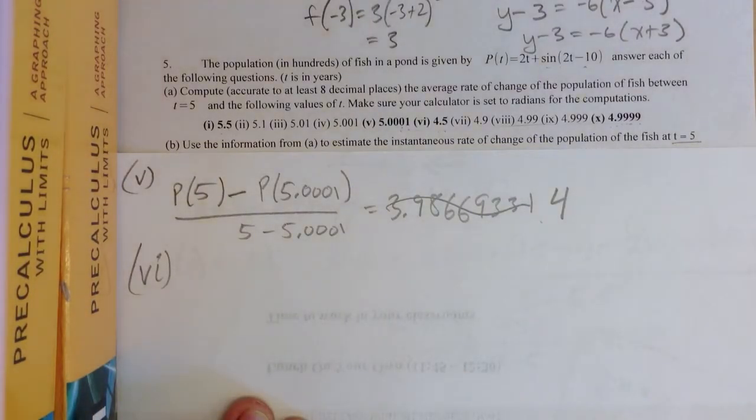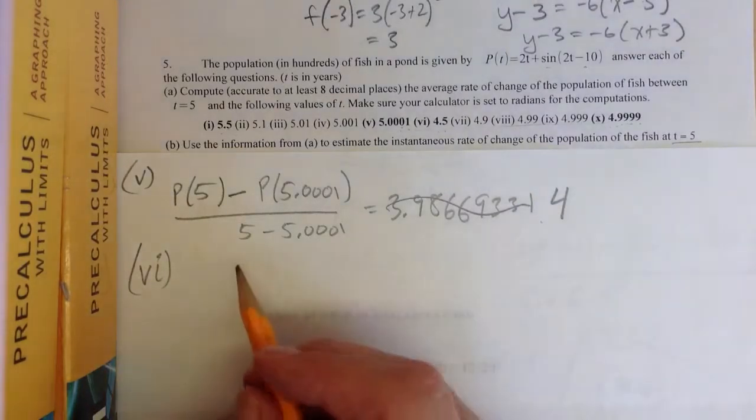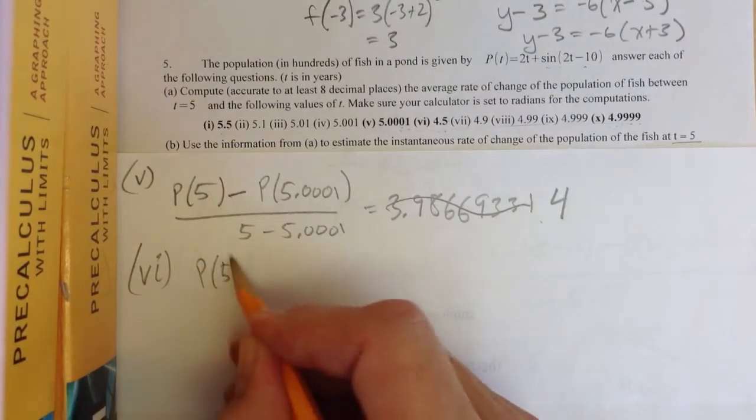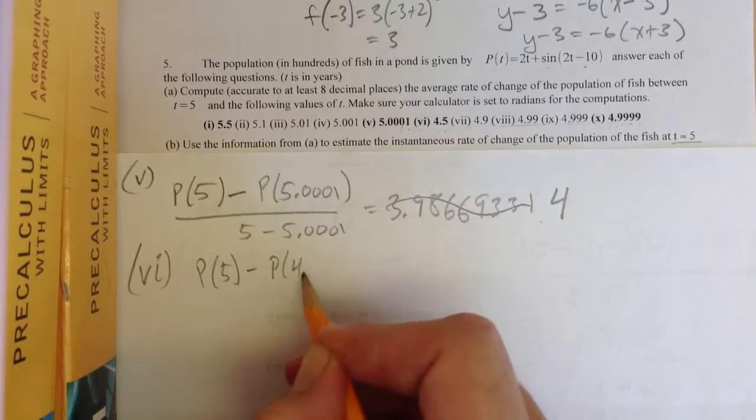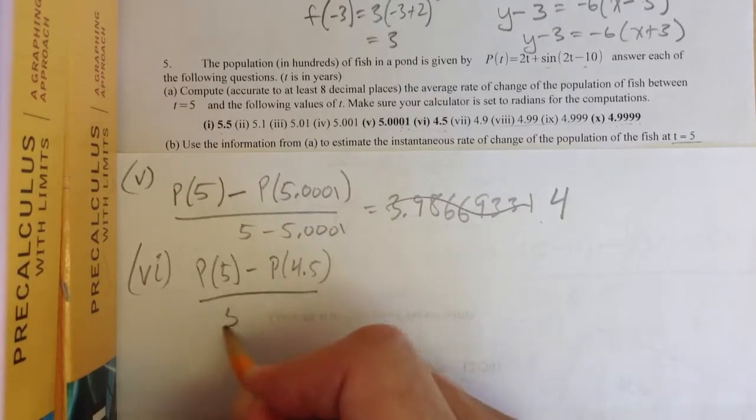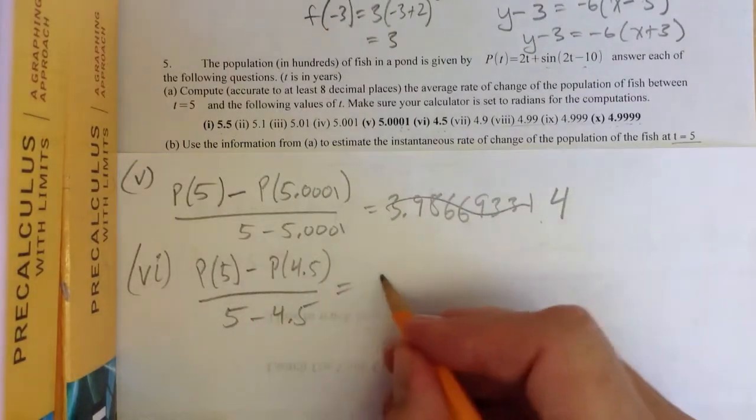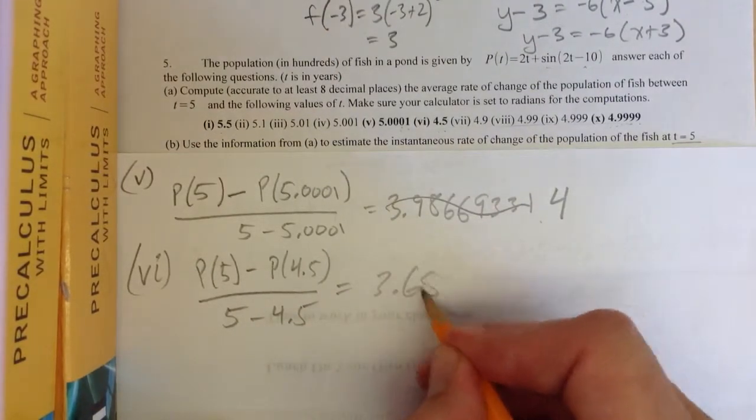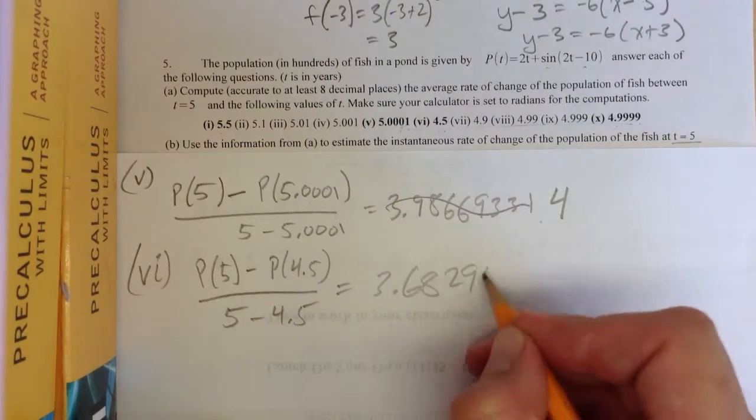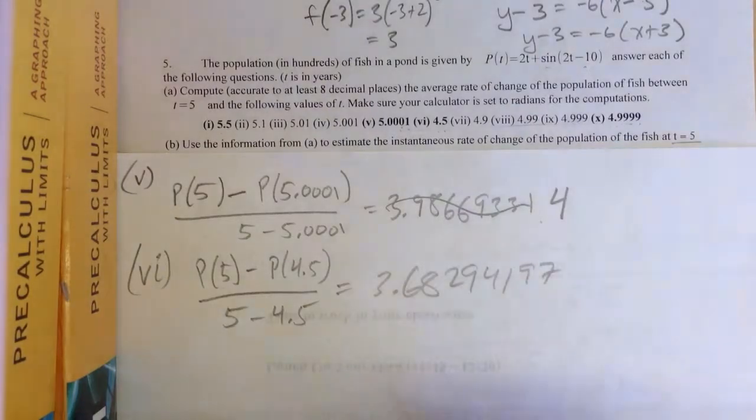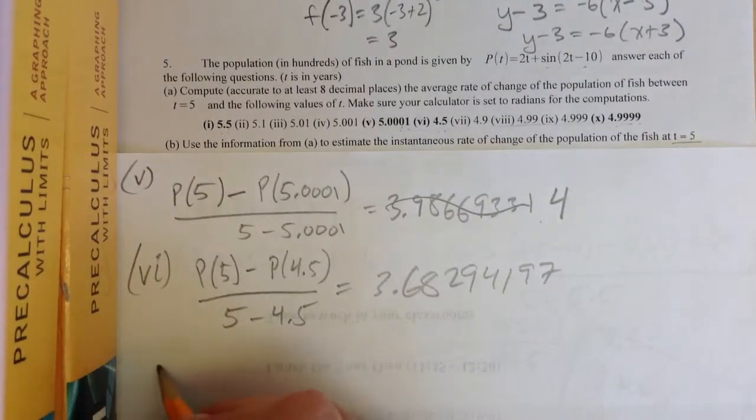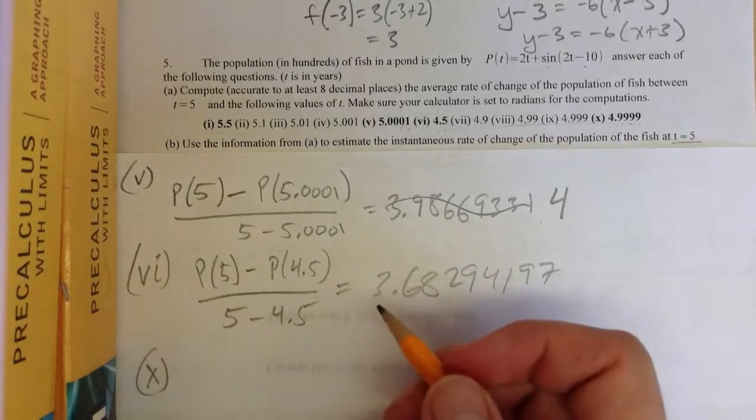Let's see what happens when you do Roman numeral 6. Roman numeral 6 was 4.5. So that comes out to be 3.68294197.